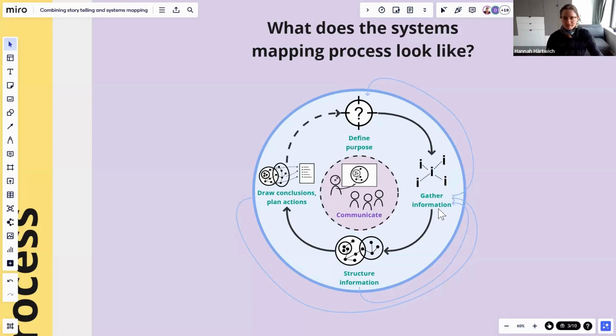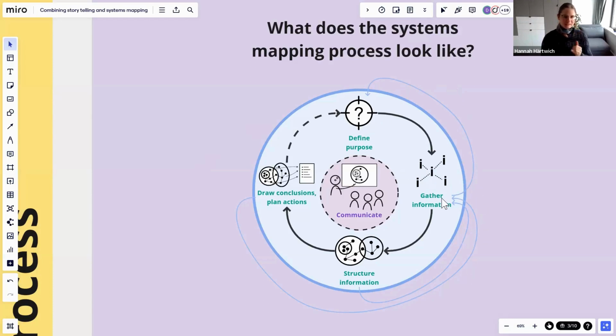Once we have gathered this information, then we of course need to actually structure and connect all of these things into a systems map. And from there, we can then identify what are the patterns, what does this mean for the system, and where are the places to intervene, what kind of actions can we take to change the system in the direction we want it to go. And here, of course, you see this is not a simple four-step process, but there will be many loops between these activities.